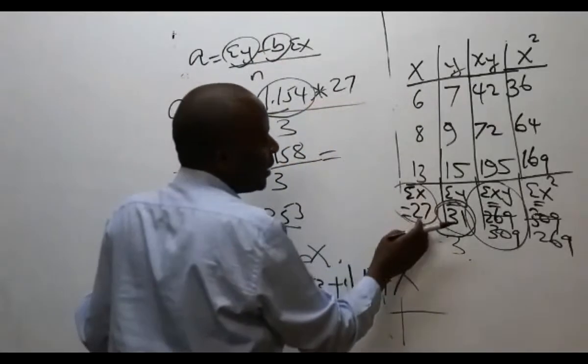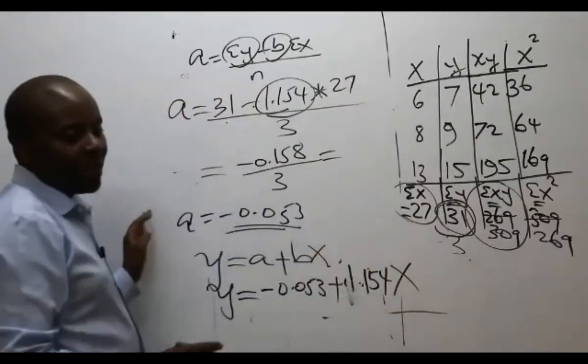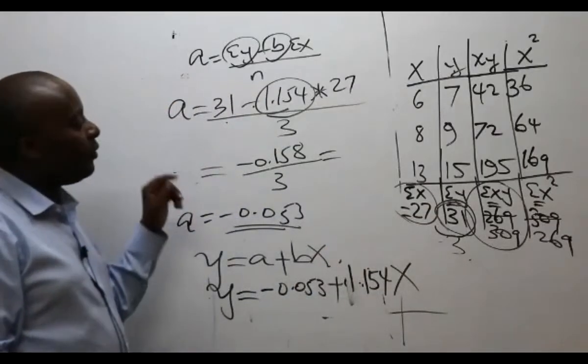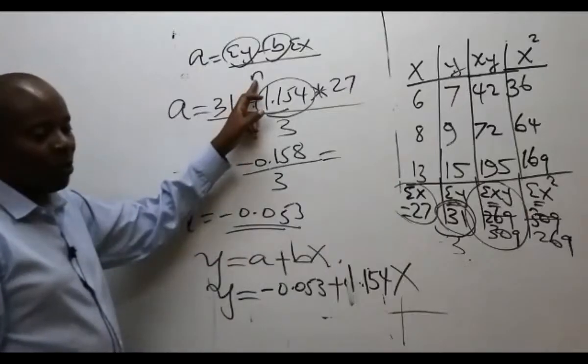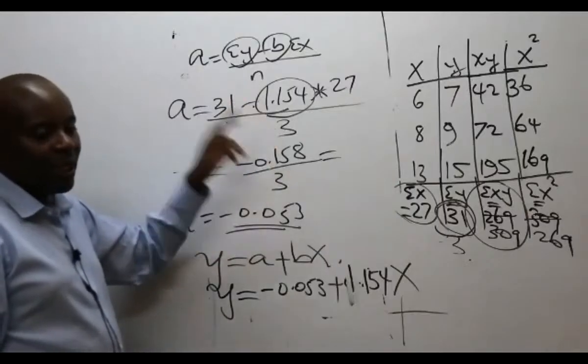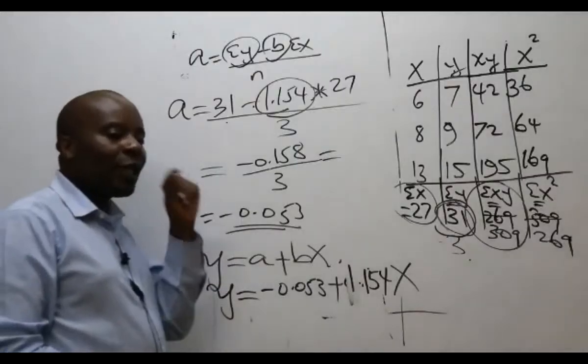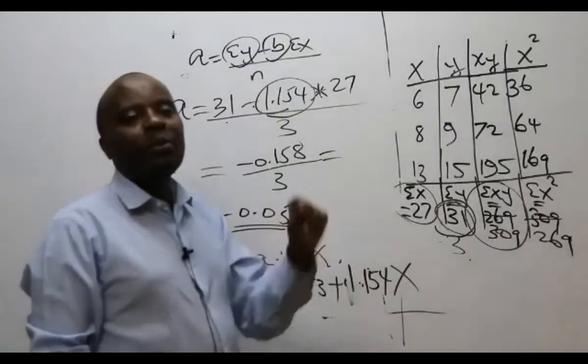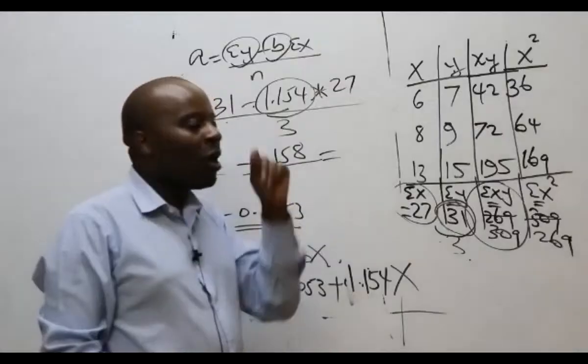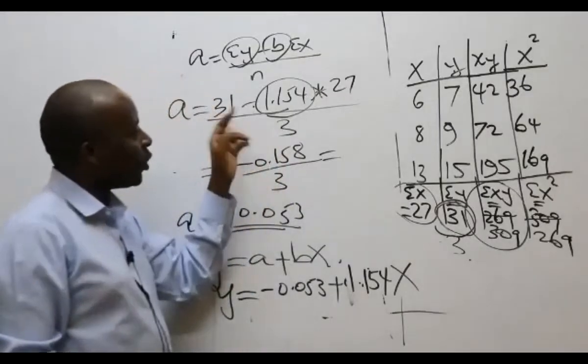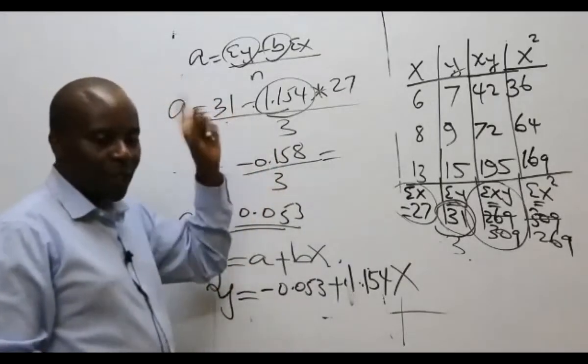Summations of x ni gani somebody? Ni 27. Summation of x ni 27. Divide this by number of points, and how many of them are they? 3. Fatima, mali umekosea, haujatafuta numerator kando. Lazima utafute numerator kando na calculator yako. Numerator, useme 31 minus 1.154 times 27.